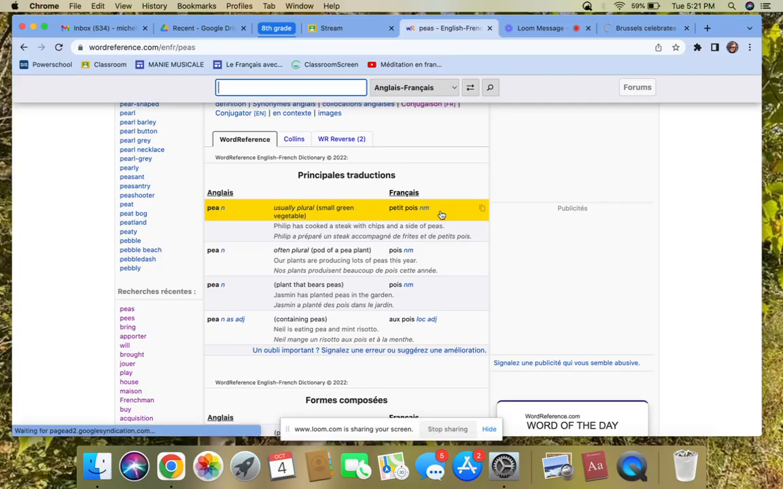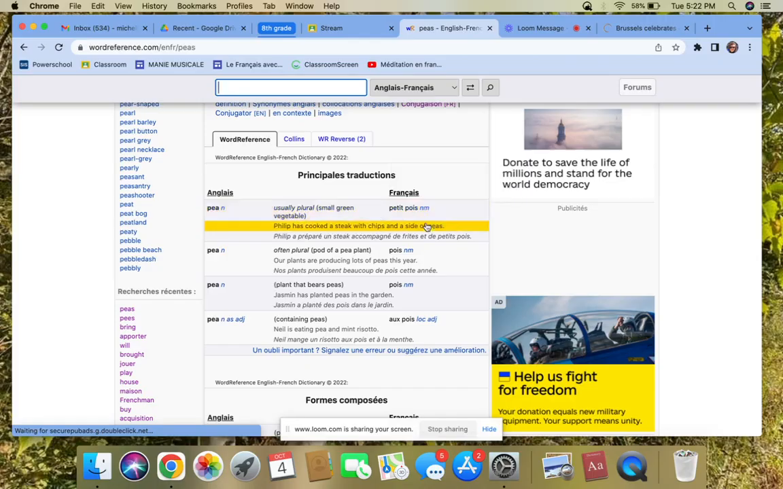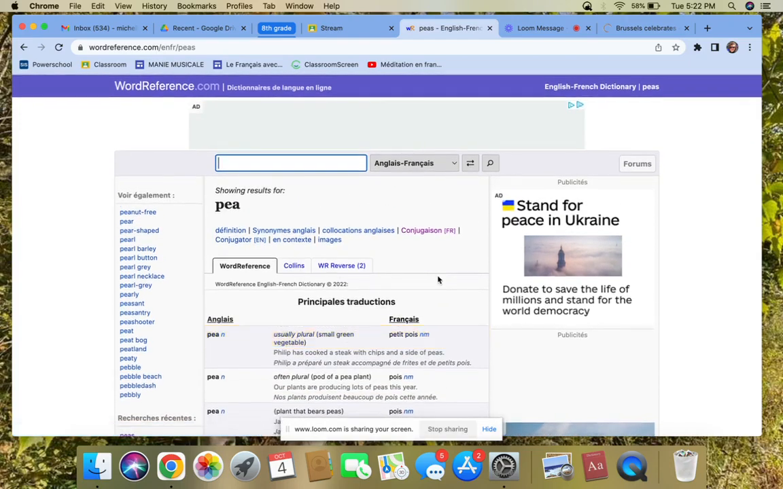So spelling counts. Make sure you're spelling it correctly and that you have the right part of speech. So that's a noun. Pees, P-E-E-S, that is a verb. So you want to use the noun if you're saying I'm putting baby peas in the salad or whatever it happens to be. So spelling counts and context matters. Read the sample sentences, check the part of speech, go back and forth and study it in two different directions, French to English, English to French, and I think you'll be in good shape.